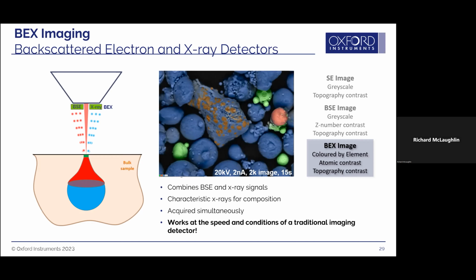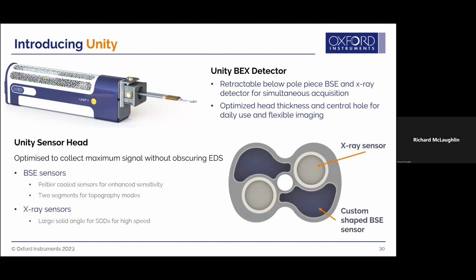Another important factor is it works under conditions for traditional imaging. So you don't really have to increase the beam current and make your image soft. You can run it around 2 nanoamps, and it's running as fast as it can, around 2 nanoamps. So that's the kind of design of it.